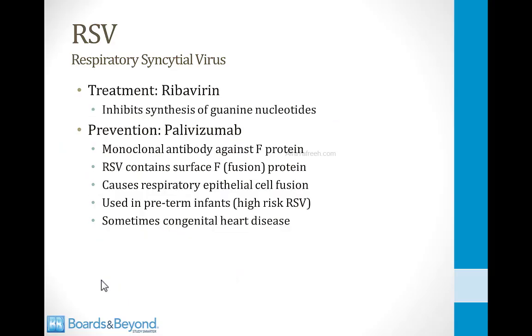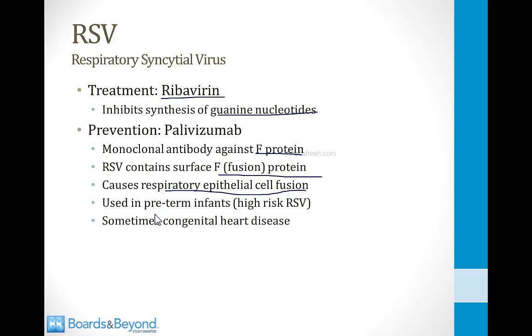There are two treatments for RSV that you should know about. The first one is a drug called ribavirin. This is a drug that inhibits synthesis of guanine nucleotides so that the virus can't replicate itself. The second drug is used for prevention. This is a drug called palivizumab. This is a monoclonal antibody against something called the F protein. RSV contains this surface F protein, and the F stands for fusion, because it causes respiratory epithelial cells to fuse as one of its pathogenic mechanisms.